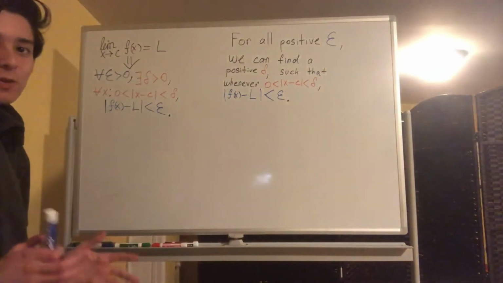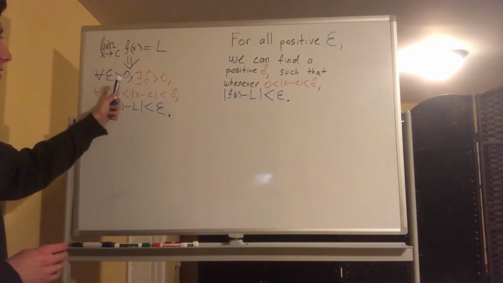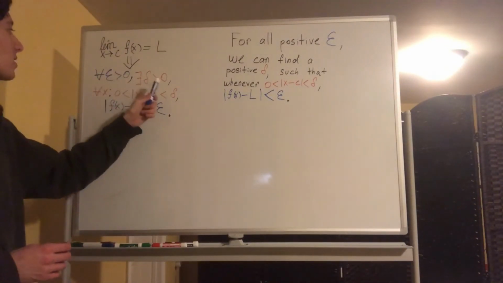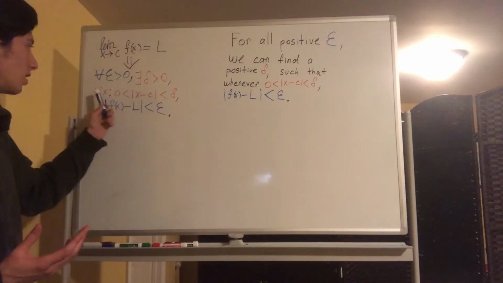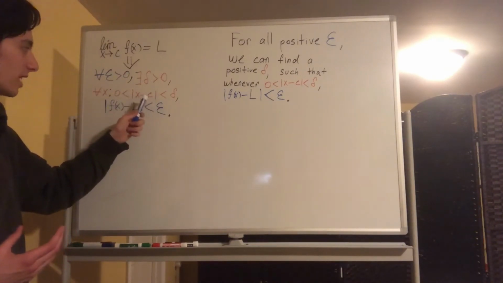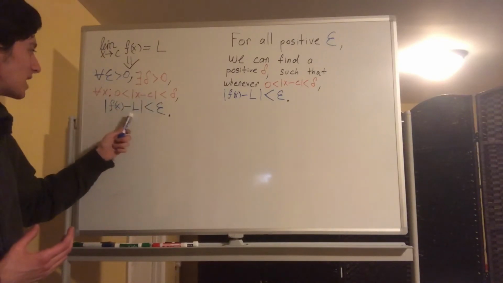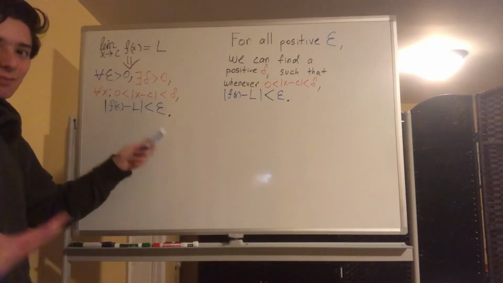And again, we can see this with quantifiers. For all epsilon greater than 0, there exists a delta greater than 0, such that for all x, where 0 is less than the absolute value of x minus c, which is less than delta, the absolute value of f of x minus L will be less than epsilon.